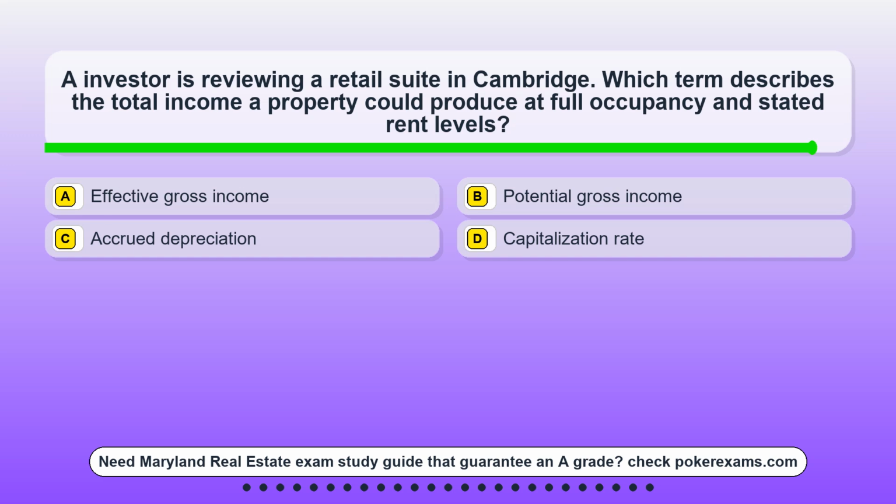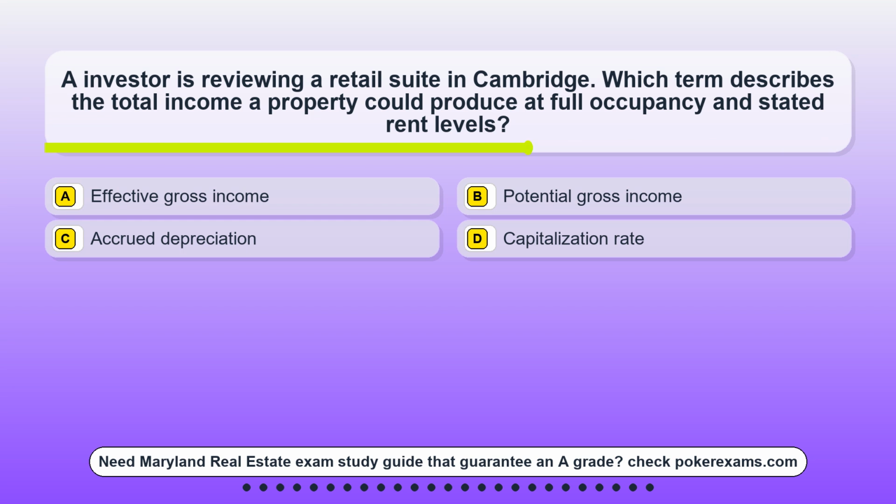Question 4. An investor is reviewing a retail suite in Cambridge. Which term describes the total income a property could produce at full occupancy and stated rent levels? Option A. Effective gross income. Option B. Potential gross income. Option C. Accrued depreciation. Option D. Capitalization rate.